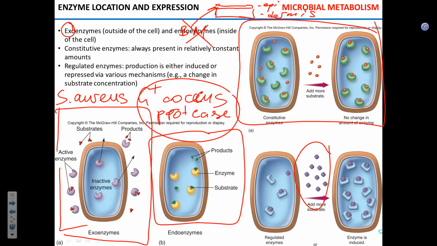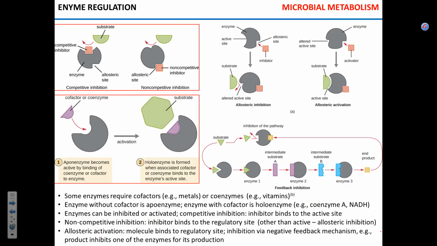Now, one thing that we're going to focus on in terms of regulation is the different ways to activate or inhibit the enzymatic activity. And first I want to talk about inhibition, because if you can meddle with enzymatic activity of microbes, you can certainly meddle with the virulence factors of those microbes. The two major ways of inhibiting enzymatic activity are competitive and non-competitive inhibition.